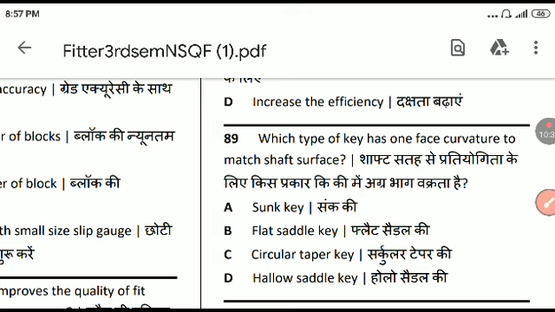Sunk key is used to fit into keyway in both shaft and machinery member. Machinery member means a pulley, gear. Circular taper key is useful for tapered fitting shaft.